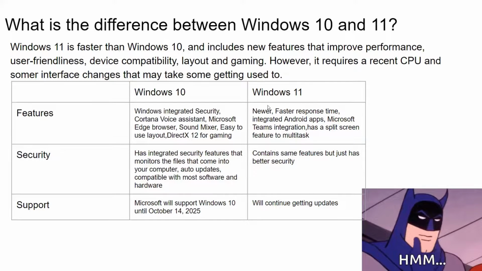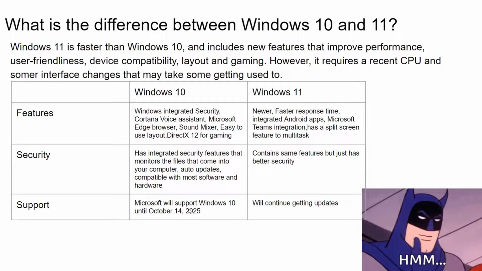So this is a chart of Windows 10 and Windows 11. The features that Windows 10 has: integrated security, Cortana voice assistant, Microsoft Edge browser, sound mixer, easy to use layout, DirectX 12 for gaming. Windows 11 is newer, has a faster response time, integrates Android apps, and has Microsoft Teams integration and a split screen feature to multitask. Security: Windows 10 has integrated security features that monitor the files that come into your computer. Auto updates capable with most software and hardware, contains the same features but just has better security support.